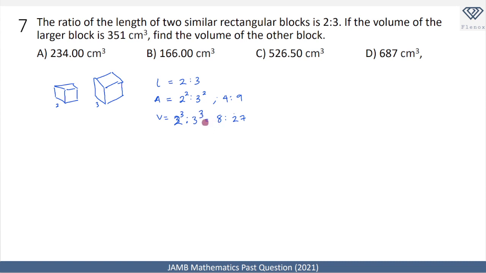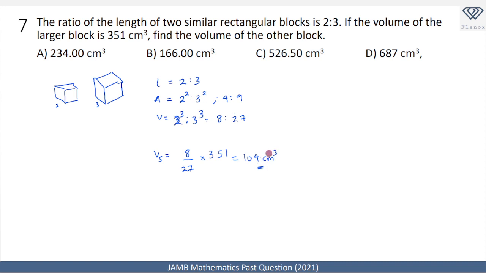So now that we know that the ratio of the volumes is 8 to 27, we're told that the larger block is 351. So to get the smaller block, we know that the larger block belongs to this 27. So for the volume of the smaller block, we're just going to multiply the larger block by this ratio. So 8/27 times 351, and that is going to give us 104. So the volume of the smaller block is 104 centimeter cube.